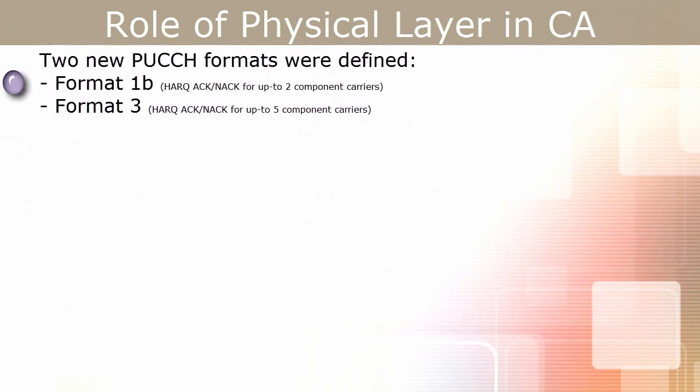Two new PUCCH formats, Format 1B and Format 3, were defined to report HARQ ACK or NACK for more than one component carrier. Format 1B can be used to send HARQ ACK, NACK for up to 2 component carriers, and Format 3 can be used to send HARQ ACK, NACK for up to 5 component carriers.